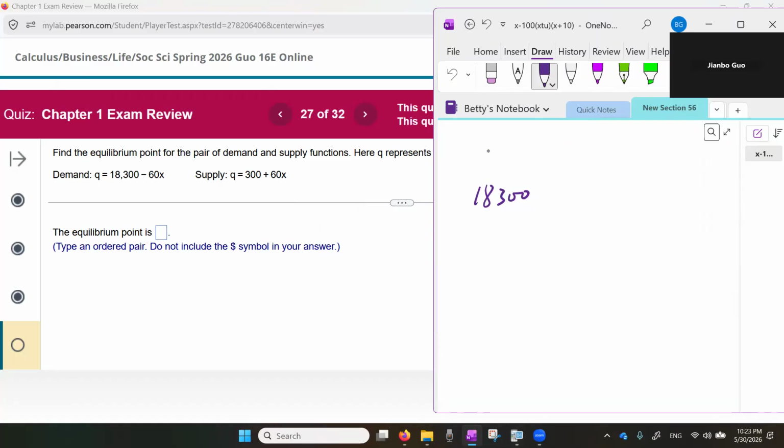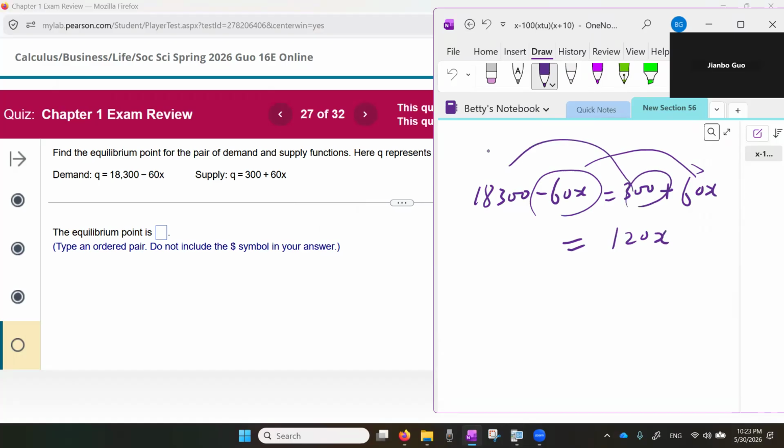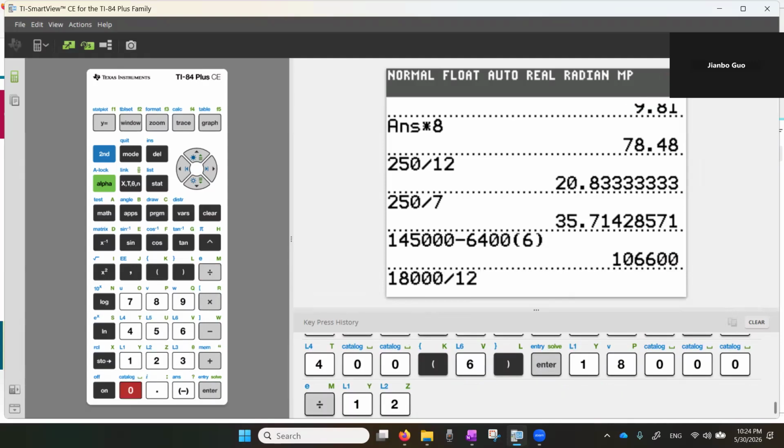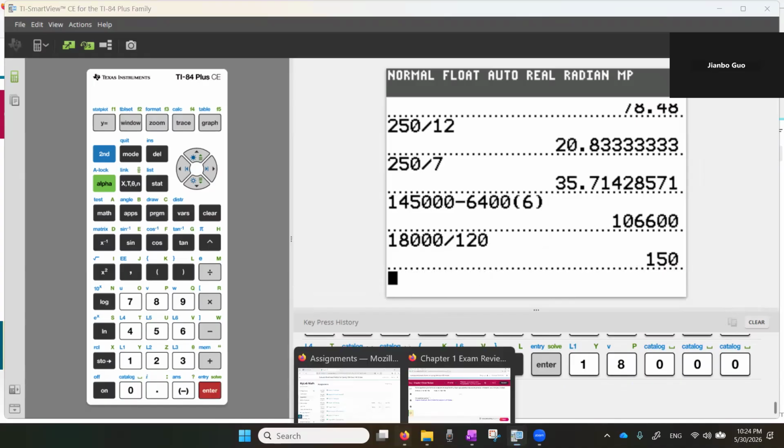18,300 minus 60x equals 300 plus 60x. So we have this here, we have 120x. Bring this here, we have 18,000. So 18,000 divided by 120 is 150.